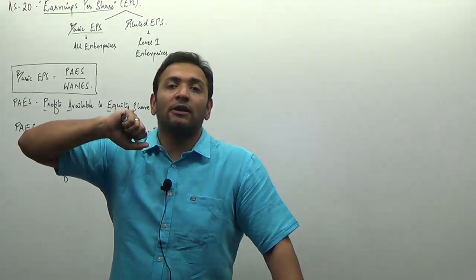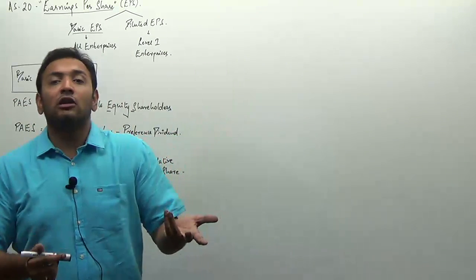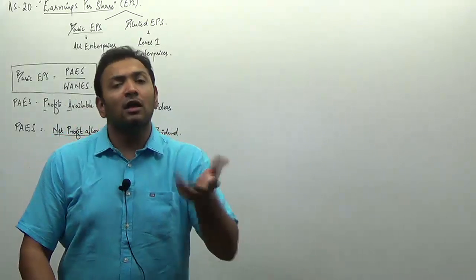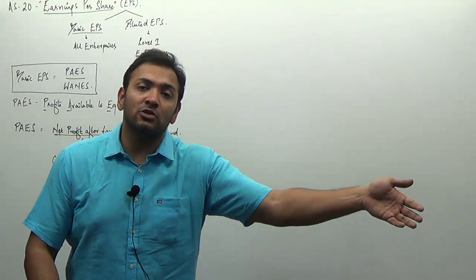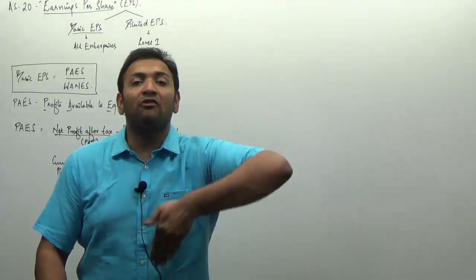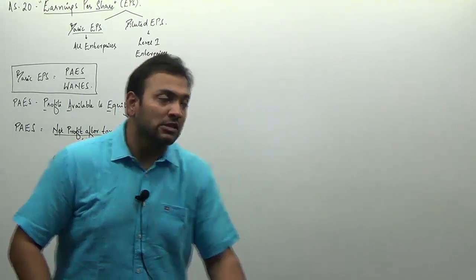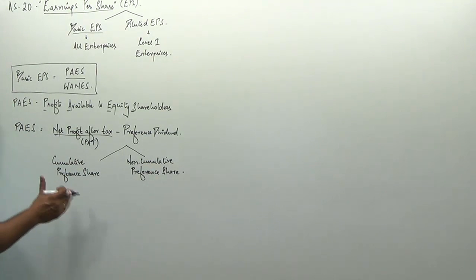That is called a cumulative preference share. Whenever you are talking about non-cumulative, in the sense it is not carried forward. If you do not have sufficient profits of a particular financial year, I will not pay the preference dividend. In the subsequent year, if I have sufficient profits, I'll pay only that particular year's preference dividend. I will not have to pay the previous preference dividend which was not paid due to insufficient profits. This is a basic difference between a cumulative and a non-cumulative preference share.